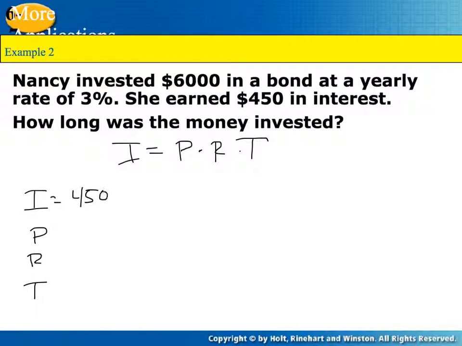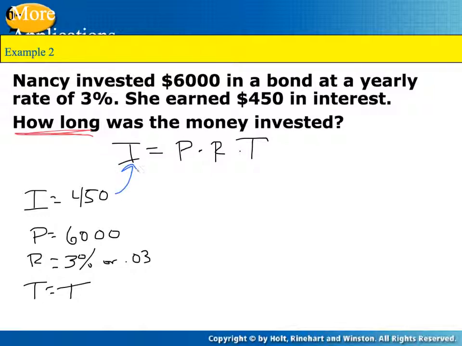450. Do we know our principal? 6,000. Do we know our rate? 3%, or as a decimal, 0.03. Do we know our time? No, that's what we're trying to figure out. How long in time?